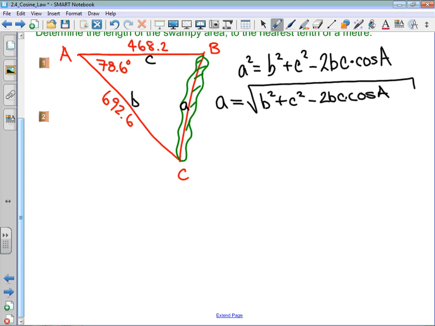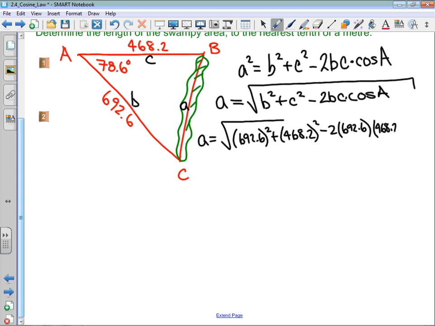I'm going to put the numbers in. And it is really important that once you get to this point, you really just have to make sure that you're capable and trusting of how you're putting this into your calculator. So we're going to make sure we take a look at that. And I'm going to say that A is equal to the square root. And I hope I left myself enough room here. But side B was the 692.6. That's squared. Side C was the 468.2. That's squared. Minus 2 times our 692.6 times the 468.2 times the cos of 78.6. Just barely squeaked it in there.